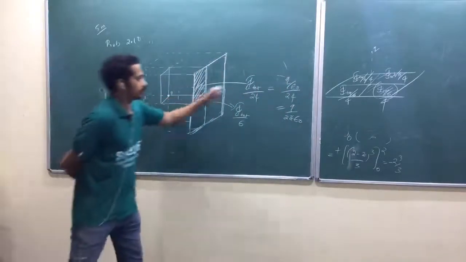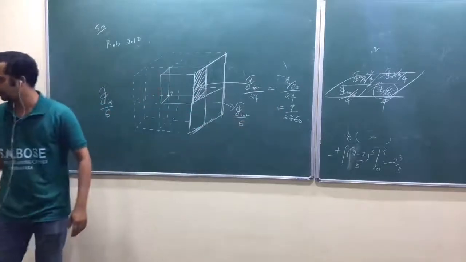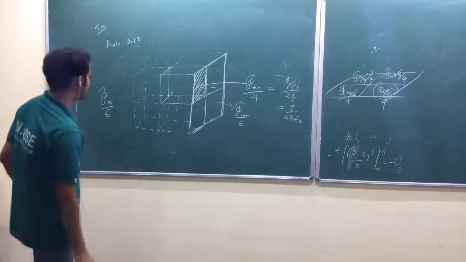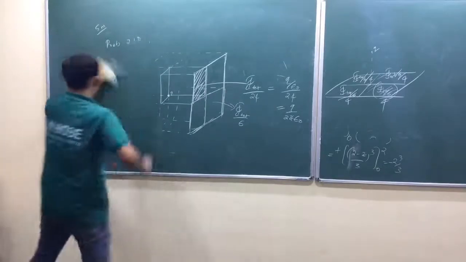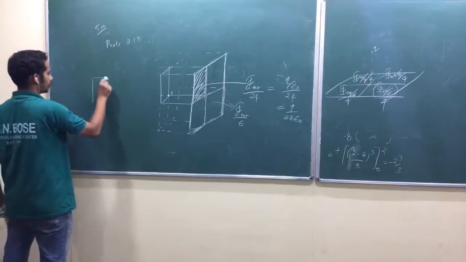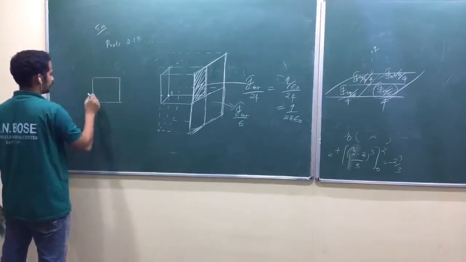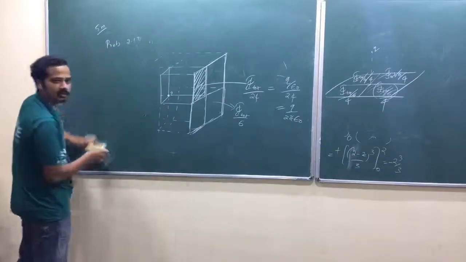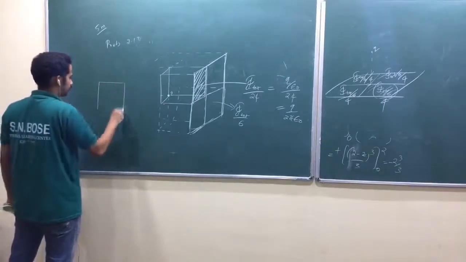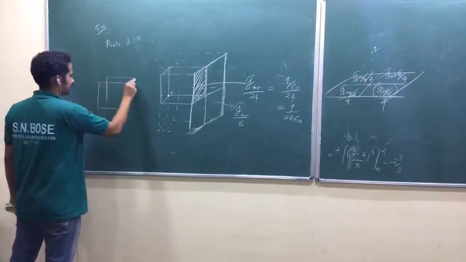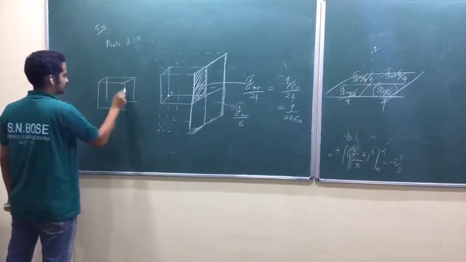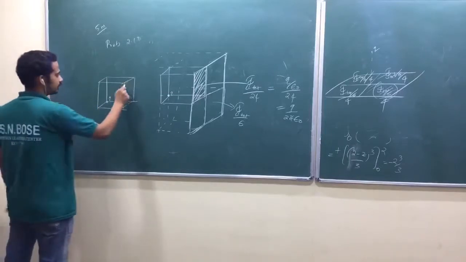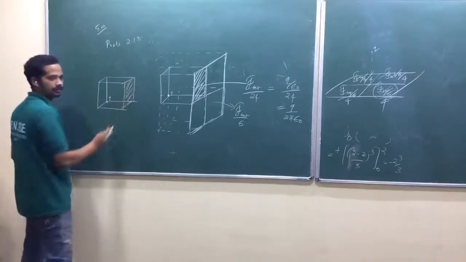Now, this is Q by 24 epsilon naught. This is Q by 24 epsilon naught. Wait a second. And let me ask one more question. Think over it again, or just search for NaCl crystal structure and place your Q at exactly the center, and then think over it. Q here, okay? He asked what is the flux through this one, am I right?